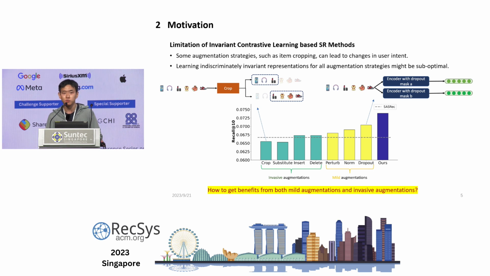exploit the invasive augmentations. That's the motivation why we propose different ways from existing methods. Instead of just trying to encourage the model to be invariant to the invasive augmentations, I mean sequence level augmentations, we try to encourage the model to predict the augmentations applied on the sequences. By doing so, we achieve better performance than only using invariant contrastive learning. So that's our motivation. I hope this answers your question. Thank you.